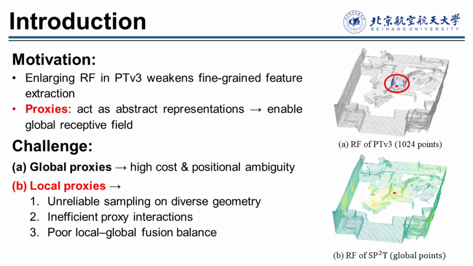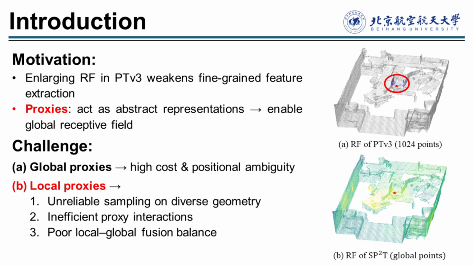We start from a key observation. Simply enlarging the receptive field in Point Transformer V3 can blur fine-grained details. Proxies, which serve as abstract representations for simplifying feature maps, enable a global receptive field. However, existing proxy-based approaches face critical limitations.